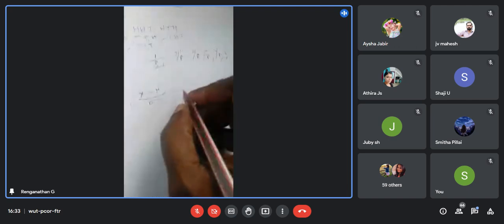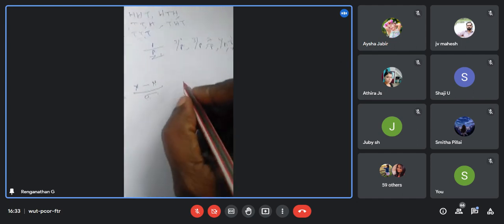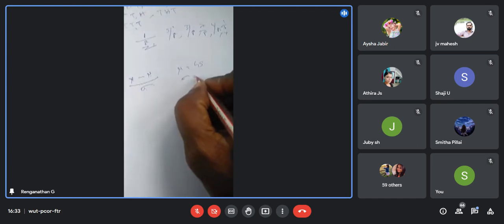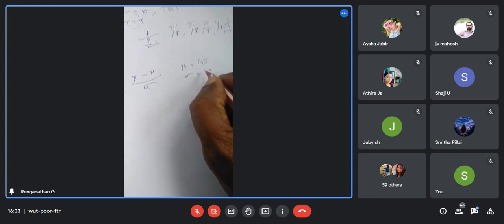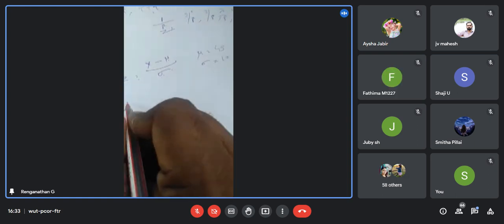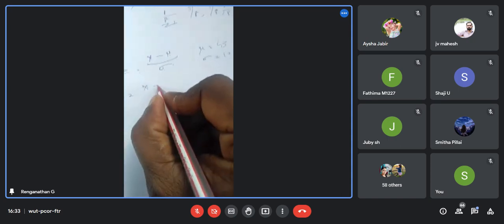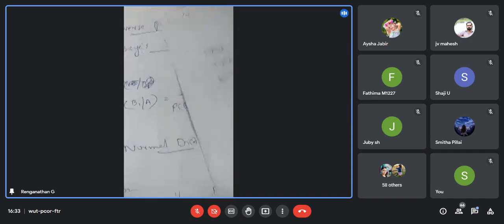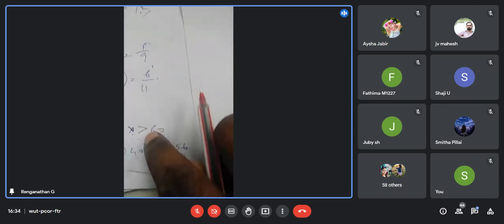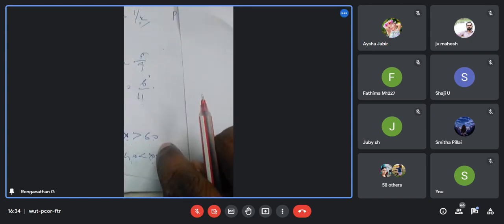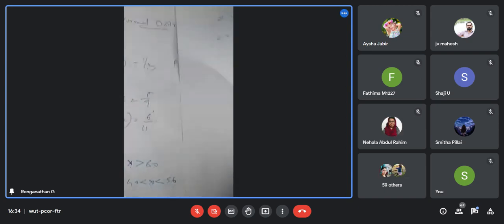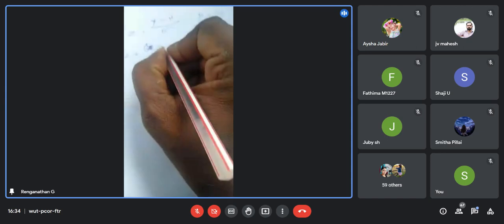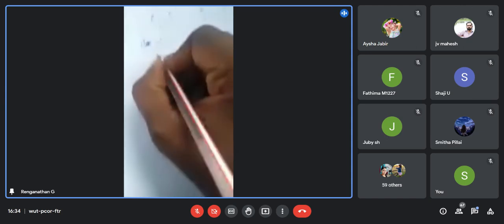Now here the value of mu and standard deviation are given, isn't it? The value of mu is equal to 45. Then the value of standard deviation is 10. Now we can find the value z is equal to x minus mu over sigma. Since in the first case the value of x is greater than 60, in the place of x we have to use the value 60. So 60 minus 45 divided by 10.